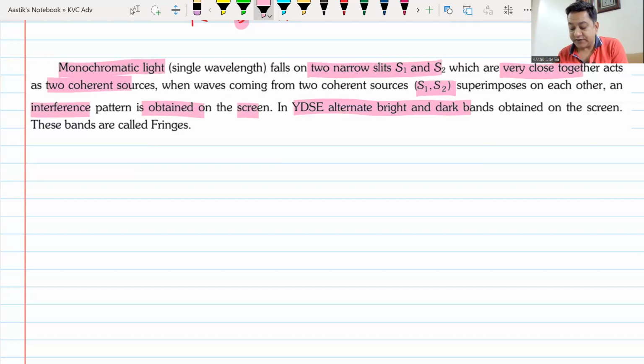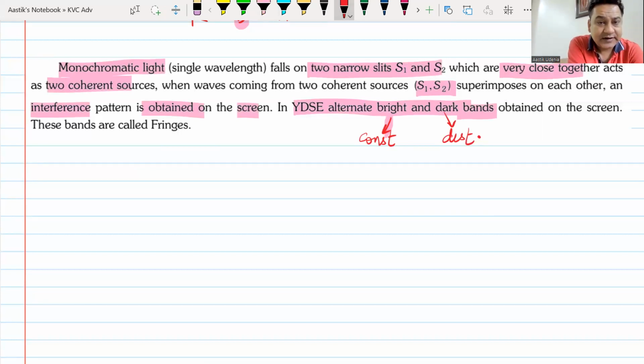Alternate bright and dark bands will be obtained. These bands are known as fringes. Bright bands will come where we have constructive interference, and dark bands will come where we have destructive interference. Do we understand this? Yes, sir. I will just show you those bands so that you understand what type of bands you get.